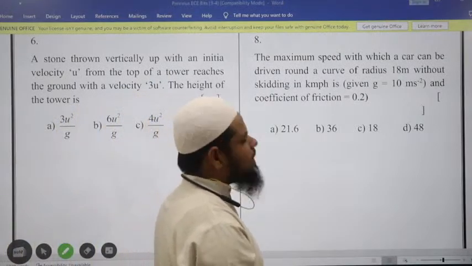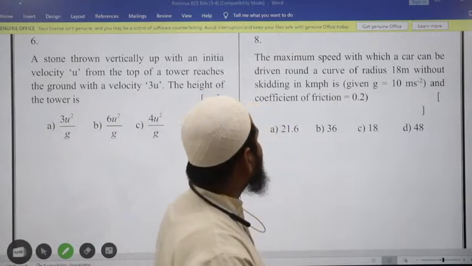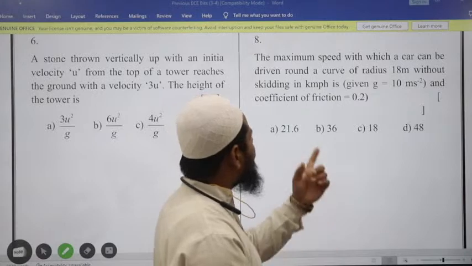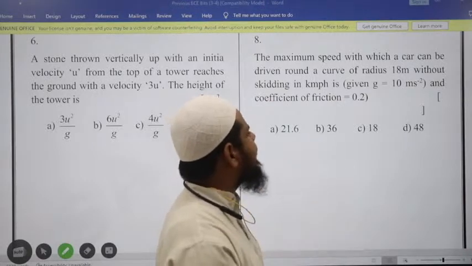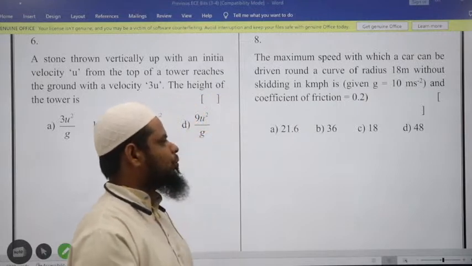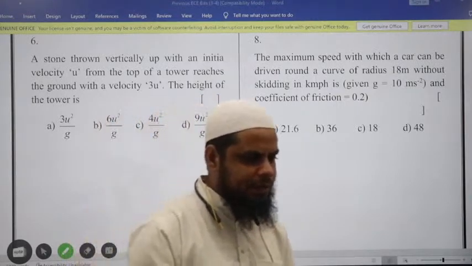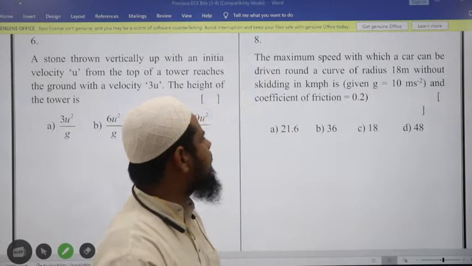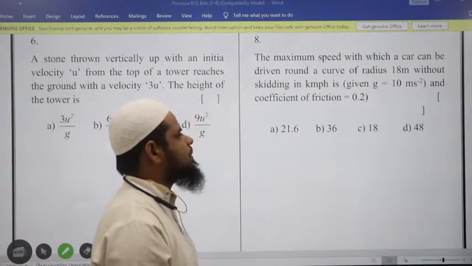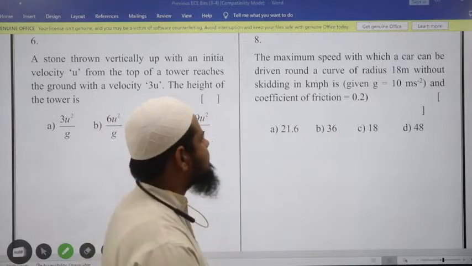The maximum speed with which a car can be driven around a curve of radius 18 meters without skidding, in kmph. What does he need? He needs speed in kmph. So g is given as 10 and the coefficient of friction is given as 0.2.